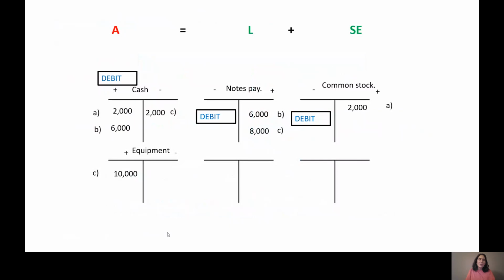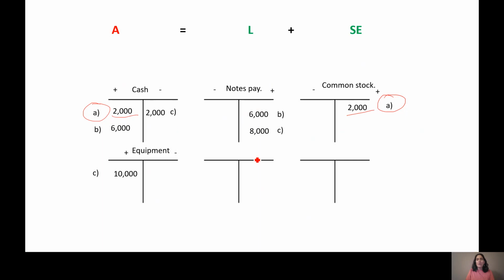Let me go back here to my T accounts. So for transaction A, if I use the words to debit and to credit, this is when the company has issued new shares. So I would say the following: debit cash 2,000, credit common stock 2,000. That is for my transaction A. What about my transaction B? This is when Chipotle takes a loan of 6,000. I debit cash 6,000 and I credit notes payable 6,000. So the amount debited has always to be the same as the amount credited.